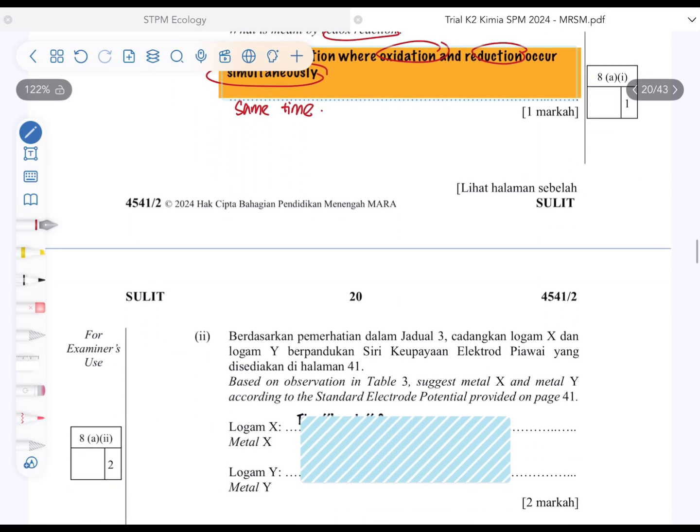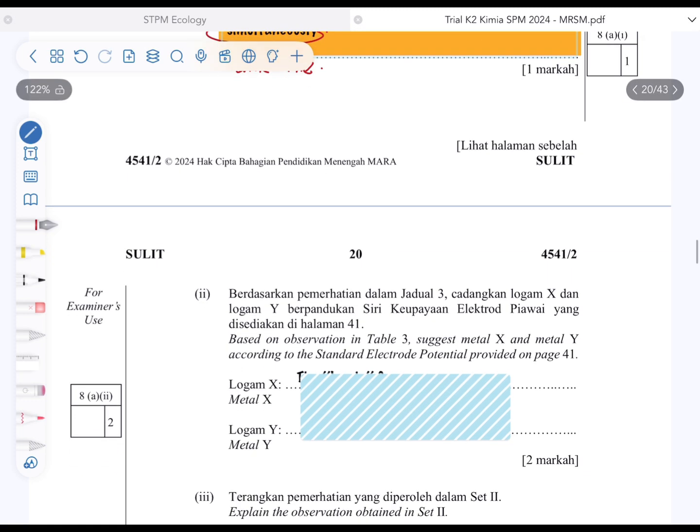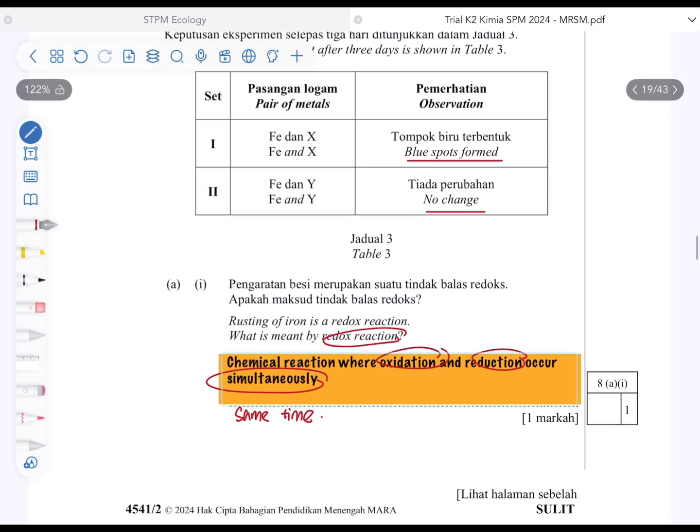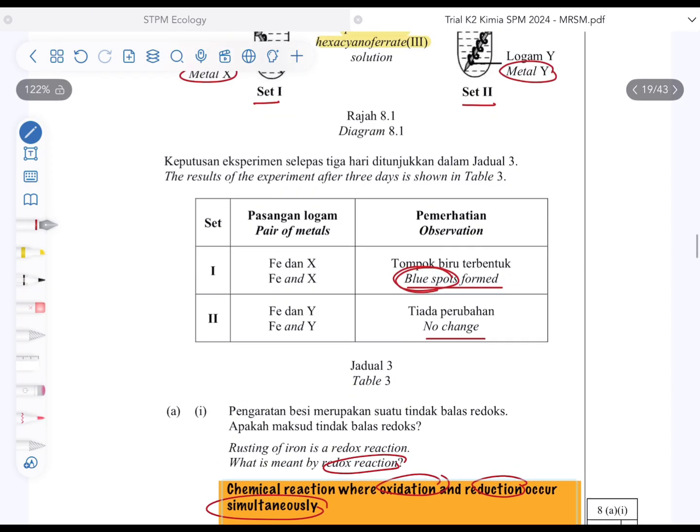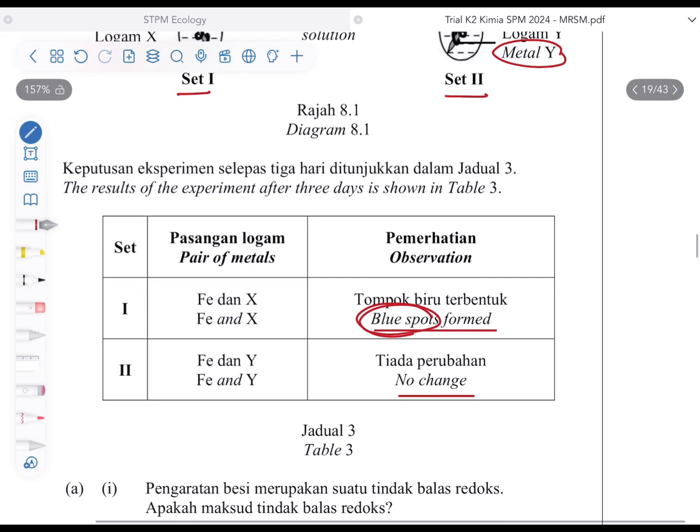Question 2. Based on the observation in table 3, suggest metal X and metal Y according to the standard electrode potential provided on page 41. Simply put the examples of what you think metal X and metal Y are. We need to base on this diagram. The blue spot is formed, so we need to know what the blue spot actually is.